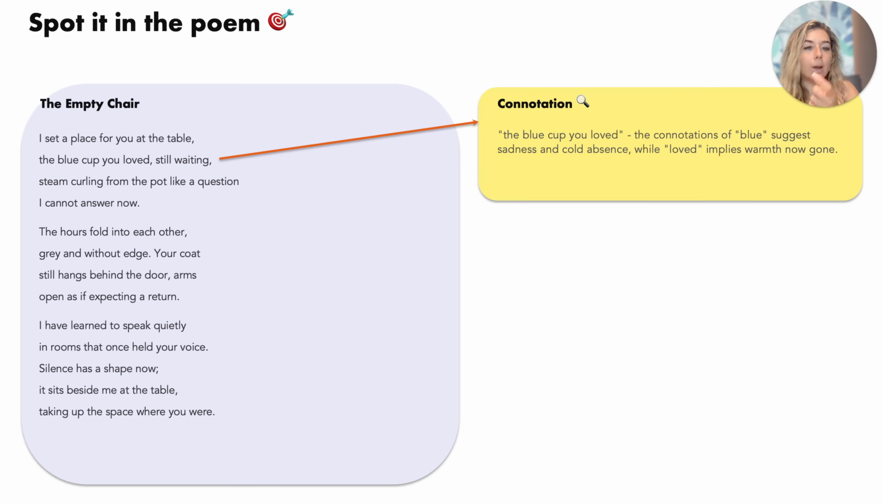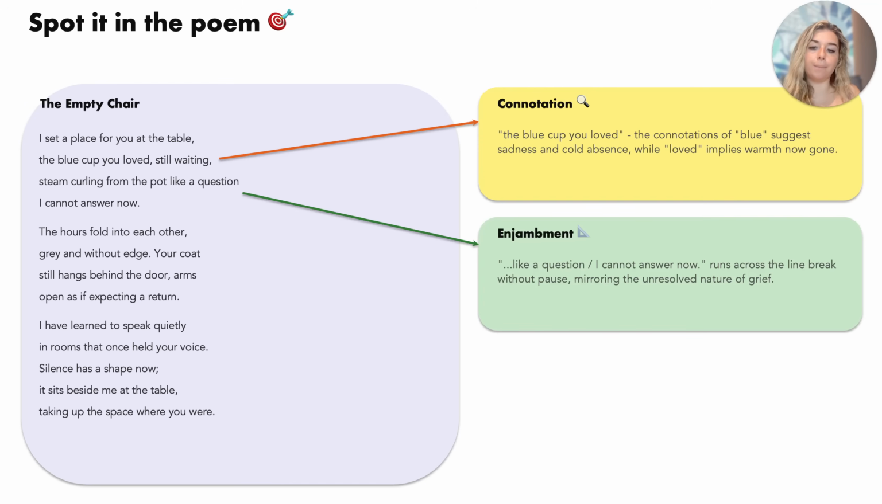So then we're looking at, okay, what is the word associated with blue? What does it make me think of? What emotion does it make me think of? It makes me think of sadness and cold absence. And then I can use that connotation to help me link it to the meaning of whatever's going on in the poem. Then enjambment. So enjambment, remember, is no punctuation at the end of the line.